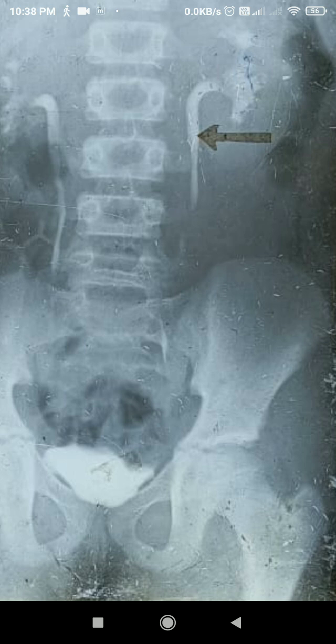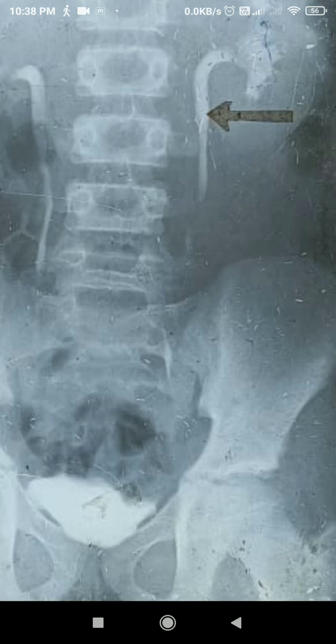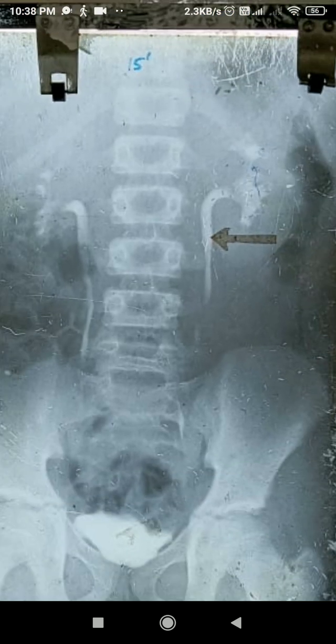Why? The dye is getting filtered in the glomerulus of the kidney, and the dye is descending downwards through the kidney, ureter and bladder. Therefore, it's called descending. And why is it called pyelogram? Because pyelo refers to the pelvis of the ureter, this funnel-like structure. Therefore, it's called a pyelogram, descending pyelogram.